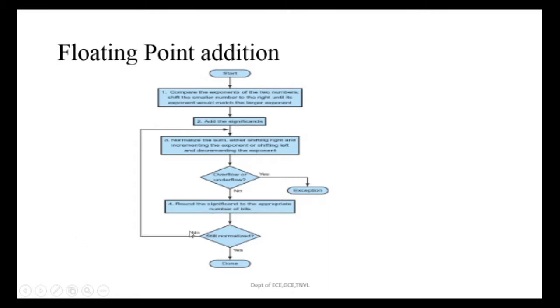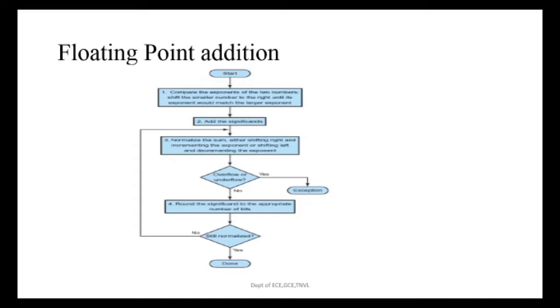The algorithm starts with the start of this program. The first step in this algorithm is that we need to compare the exponents of the two numbers. Why do we need to compare the exponents of the two numbers? Because the exponents may be of different ranges. So first, if we compare them, then we need to shift the smaller number to the right until its exponent matches the larger exponent. So we should take only the smaller exponent, and that smaller exponent should be shifted so that it actually matches the larger exponent.